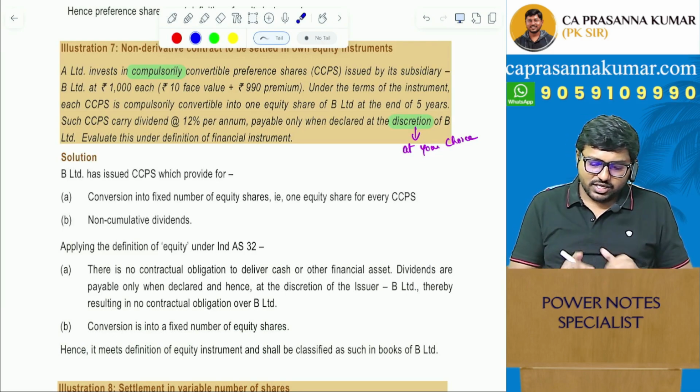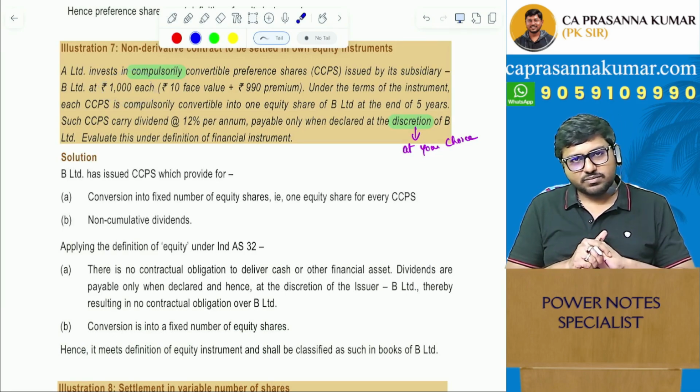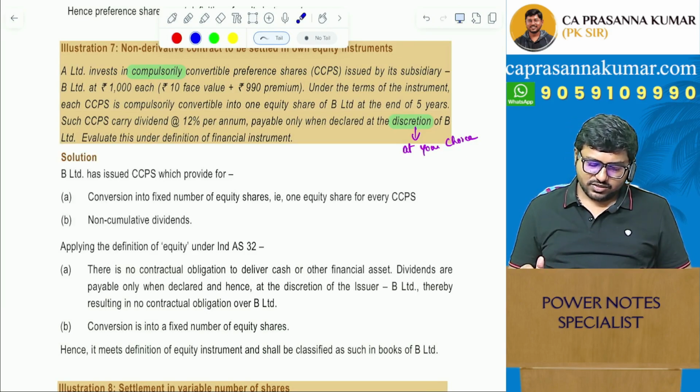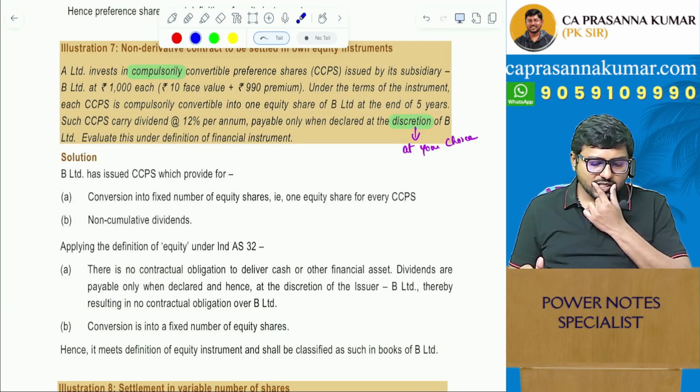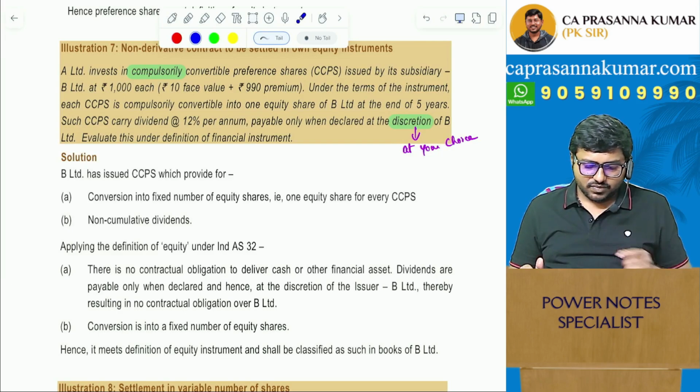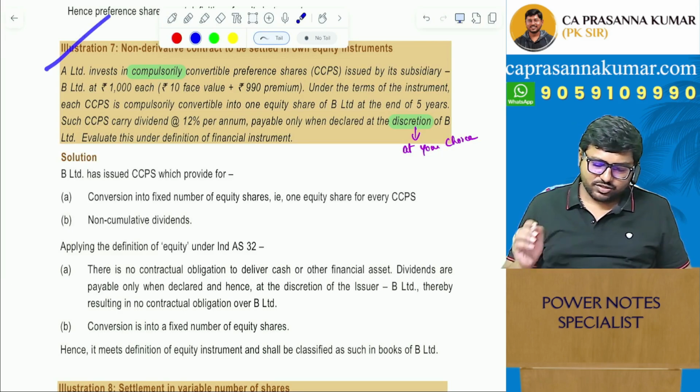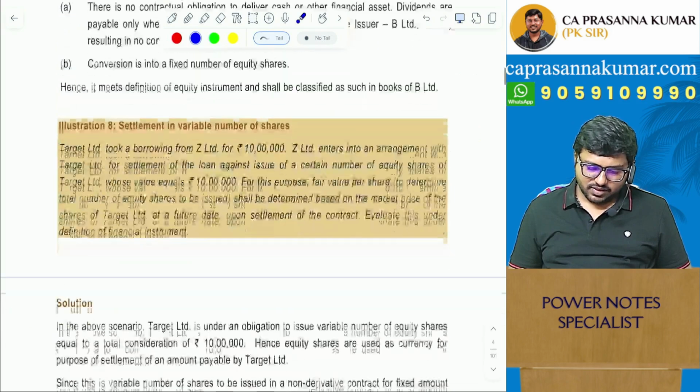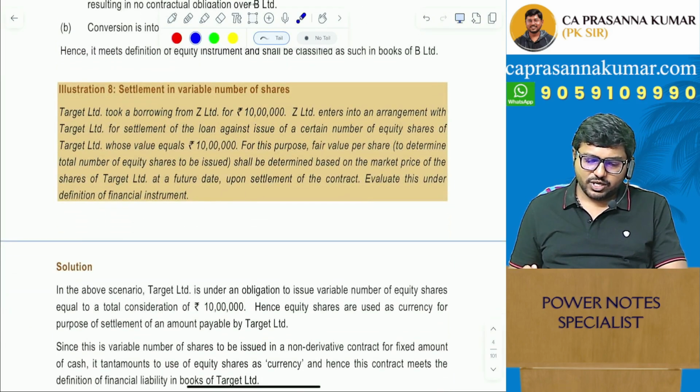Initially the amount they have received is also a fixed amount only, no? Got it? There is also no variation. Yes? Is that clear? Okay, done. Illustration 7 is done. Moving on to illustration 8. Come to the 8th question.